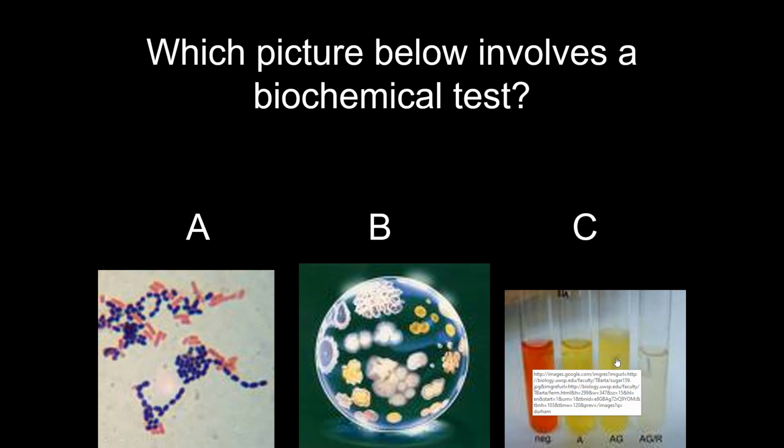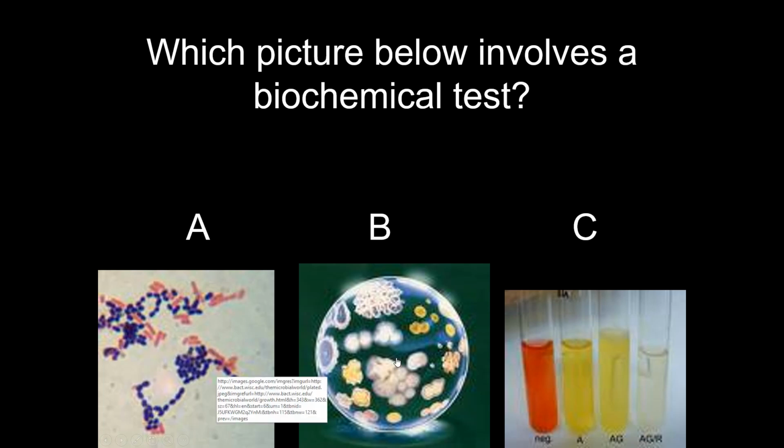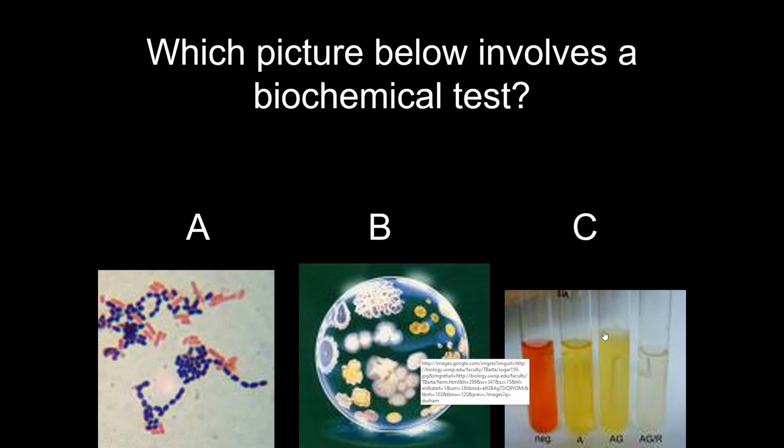Alright, so biochemical tests, I gave you some examples earlier. Well, this is microscopic examination, not a biochemical test. This is colony characteristics, which is not a biochemical test. But this is that phenol red test. You can see a negative test, acid and gas production. This one made some weird stuff over there, but that's a biochemical test, so C is the right answer to that one.